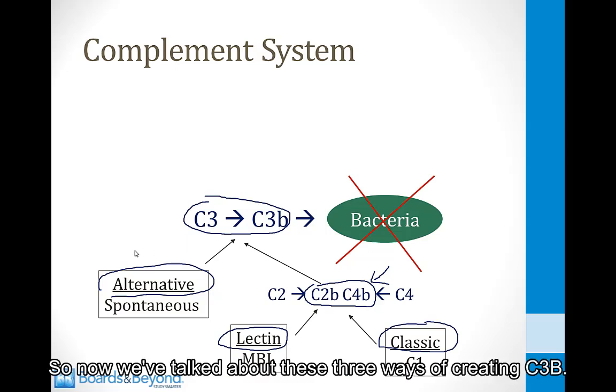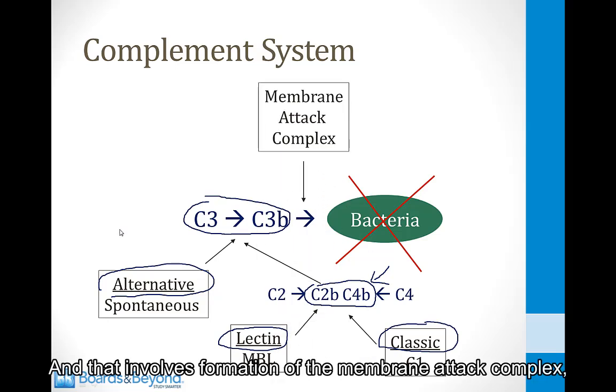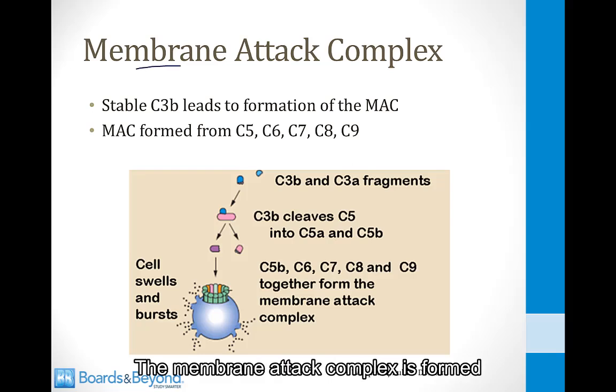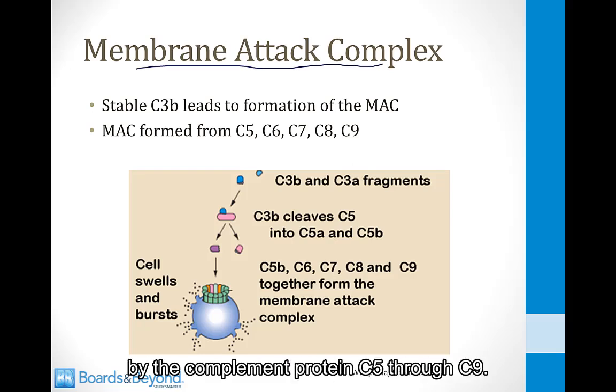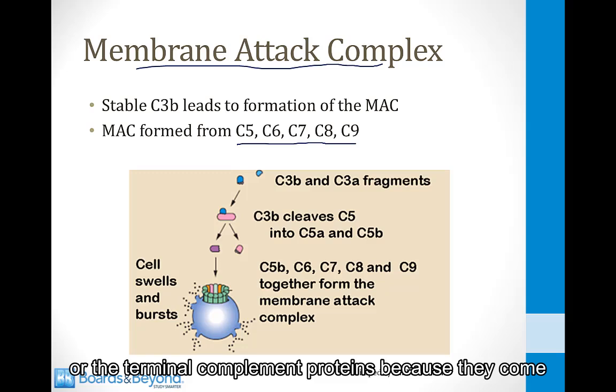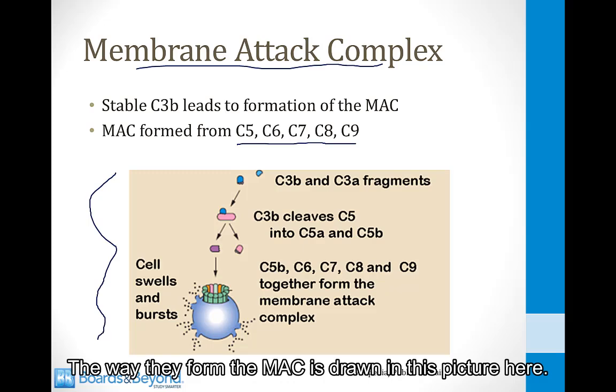So now we've talked about these three ways of creating C3b. Now let's talk about what happens once you have stable C3b created, and that involves formation of the membrane attack complex, which will kill bacteria. The membrane attack complex is formed by the complement proteins C5 through C9. These are sometimes called the late complement proteins or the terminal complement proteins because they come at the end of all the pathways. The way they form the MAC is drawn in this picture here.